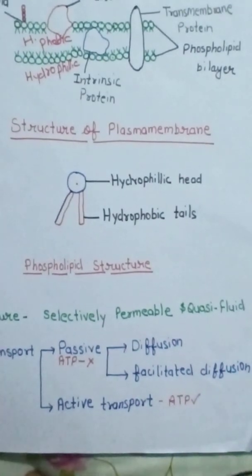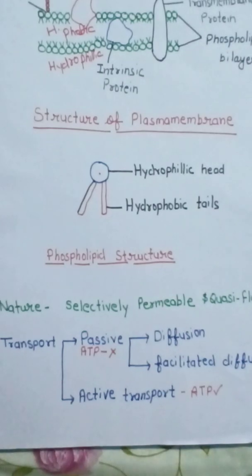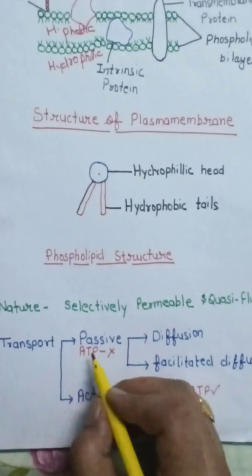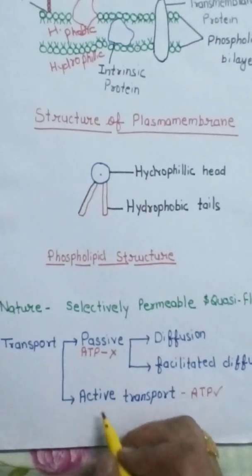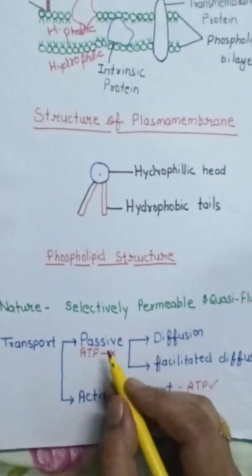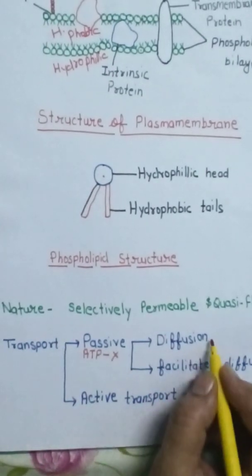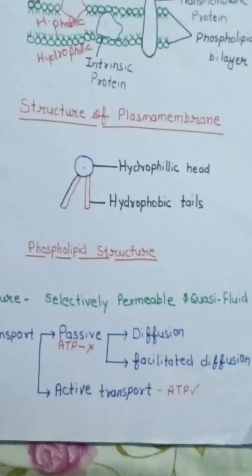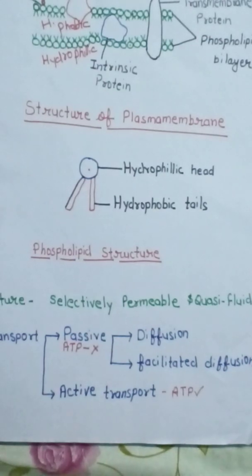And the transport through the plasma membrane can be passive and active. That is, the substance can pass through the plasma membrane without using ATP and by using ATP. If the transport is occurring without using ATP, it is known as passive transport. Passive transport is of two types: number 1, diffusion, and number 2, facilitated diffusion. In future, I will make lectures in which I will describe diffusion and facilitated diffusion in detail.